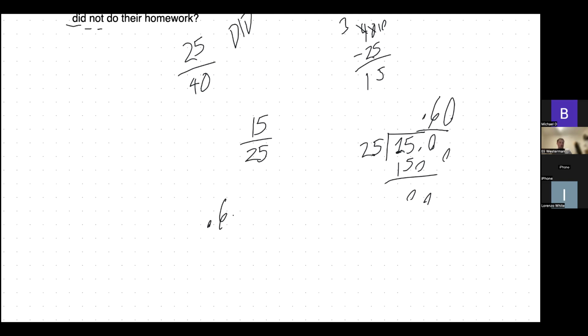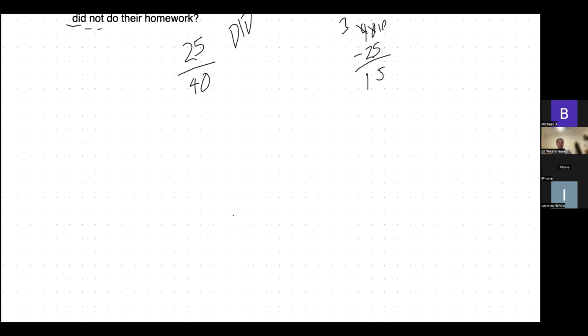Oh, we did this wrong, everyone. You know why we did it wrong? Because we did 15 over 25. Should be 15 over 40. Sorry. That was getting too easy. So it should be 15 over 40 because that was the original number. Sorry about that. So 40 goes into 15.